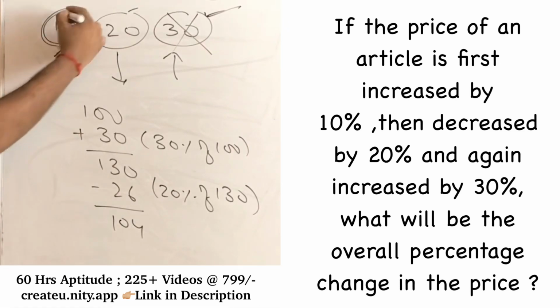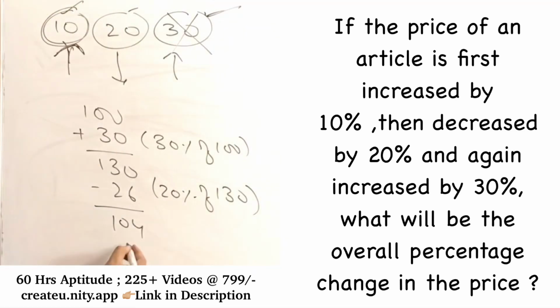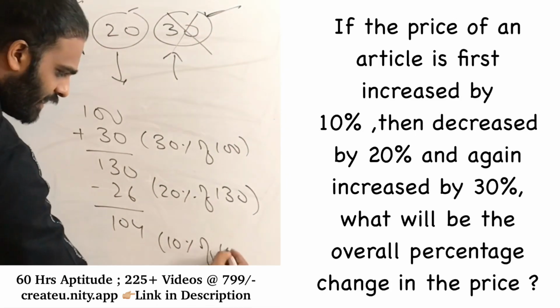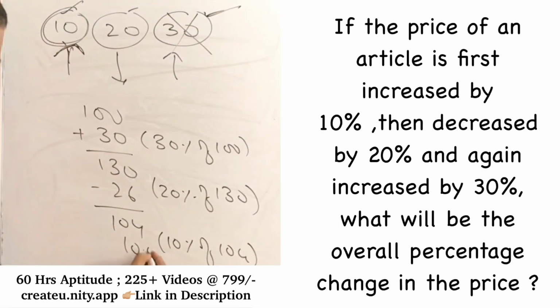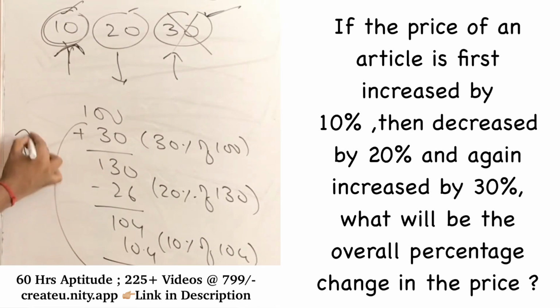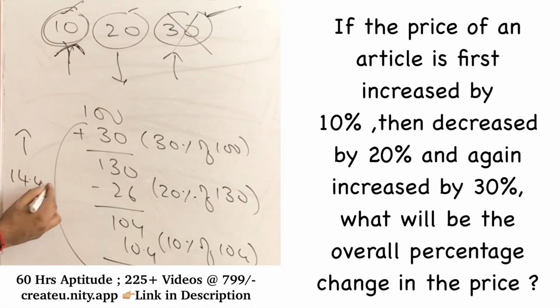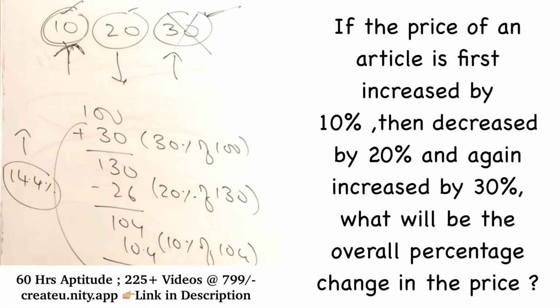Then on 104, I'll calculate 10%. I'll increase 10% of 104. 10% of 104 is equal to 10.4. So it will become 114.4%. My overall change is increasing by 14.4%. So whenever there are different numbers given, this is how you will be doing it.